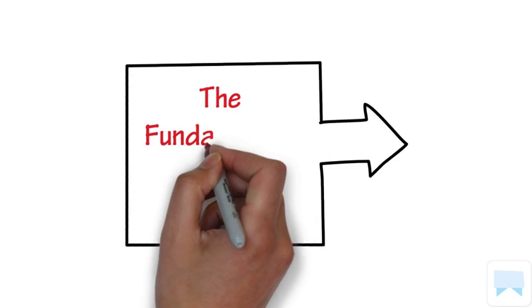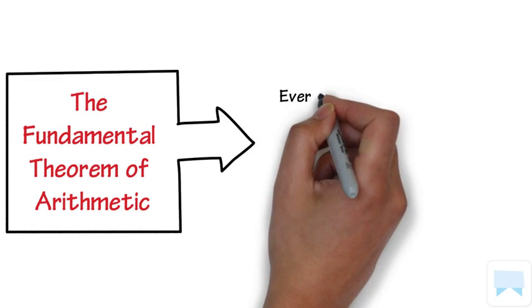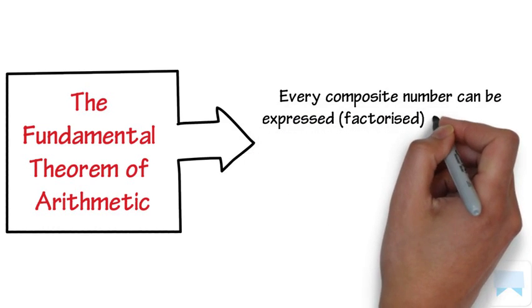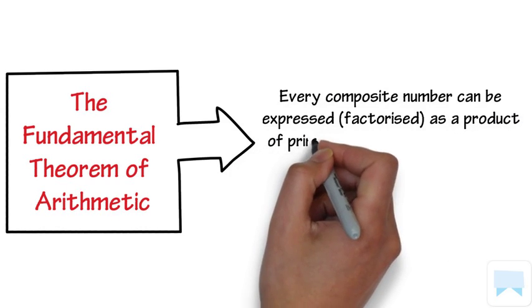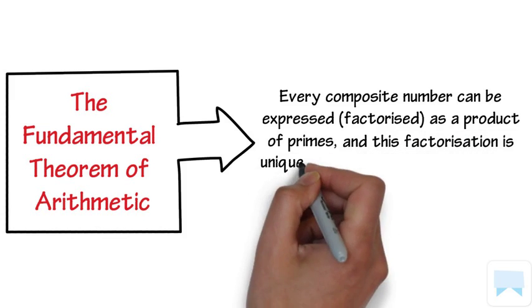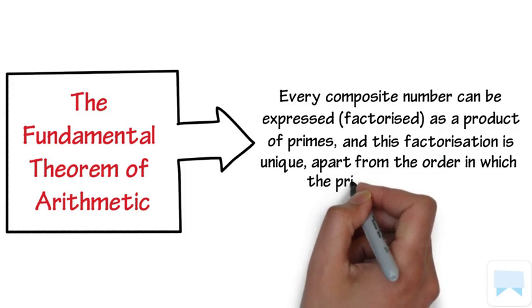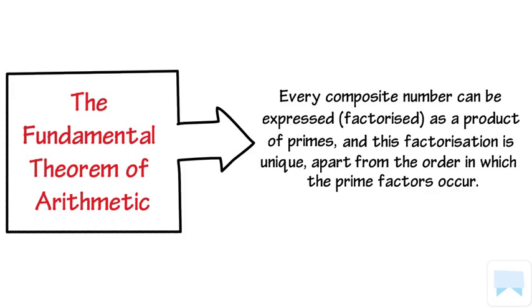The fundamental theorem of arithmetic states that every composite number can be expressed as a product of primes, and this factorization is unique apart from the order in which the prime factors occur. Let's understand this better with the help of an example.